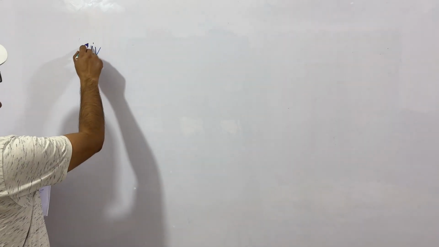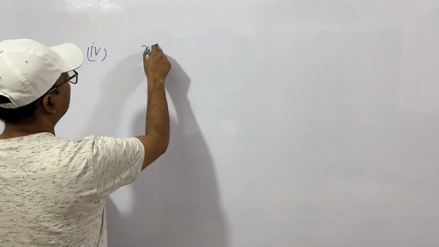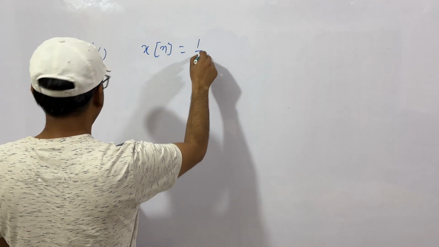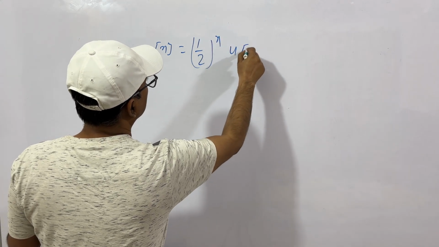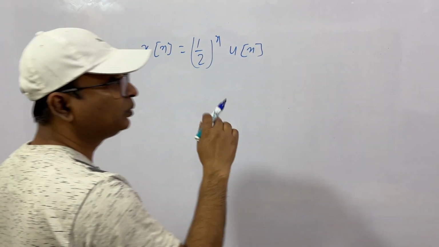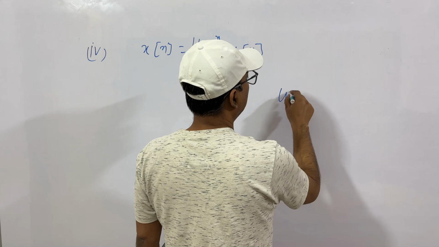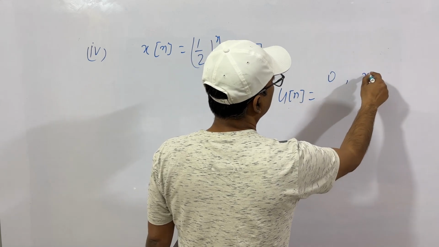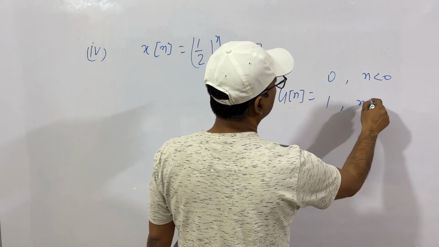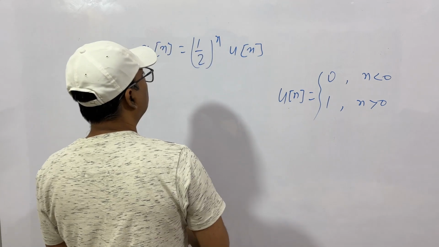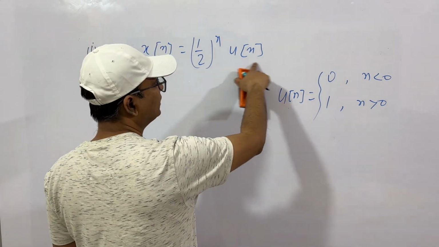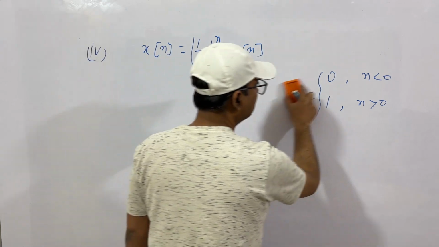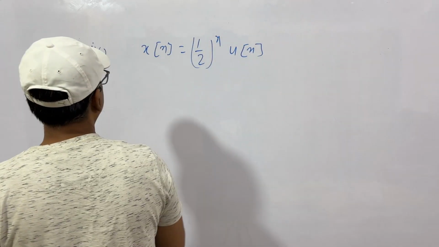Let's see a discrete signal now. We have our signal x[n] as (1 by 2) to the power n times u[n]. You know what u[n] is, like u(t), the unit step function. u[n] is 0 for n less than 0 and 1 for n greater than or equal to 0. So if we are taking a summation from minus infinity to infinity, when this is multiplied, it will be from 0 to infinity only. This is the only meaning of multiplying with a unit step function.